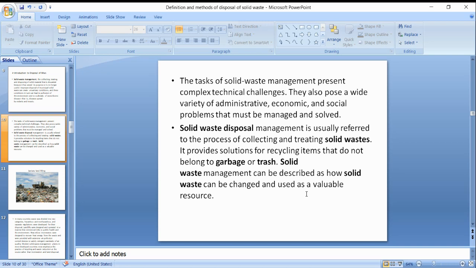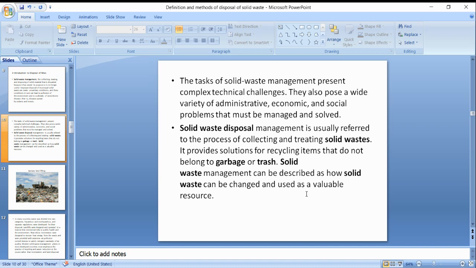So the task of solid waste management presents complex technical challenges. They also pose a wide variety of administrative, economic, and social problems, which must be managed. Disposal is given to solid waste management, so that is also a complex challenge. Solid waste disposal management usually refers to the process of collecting and treating solid waste.